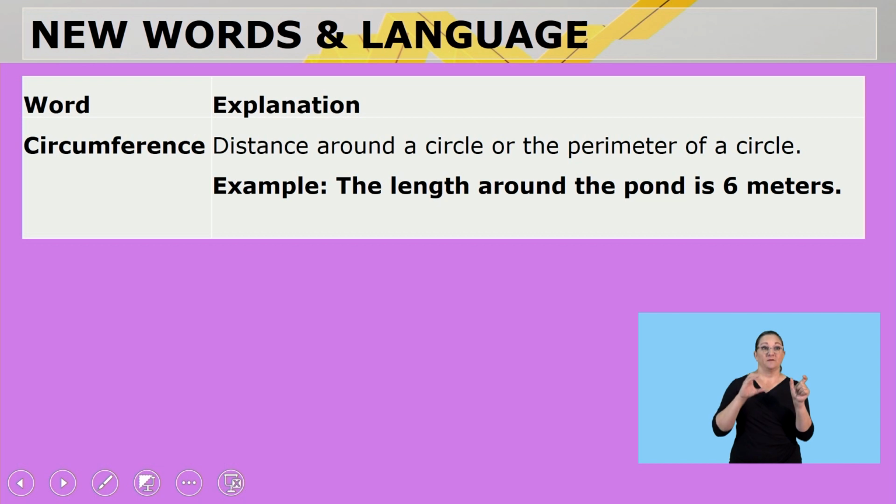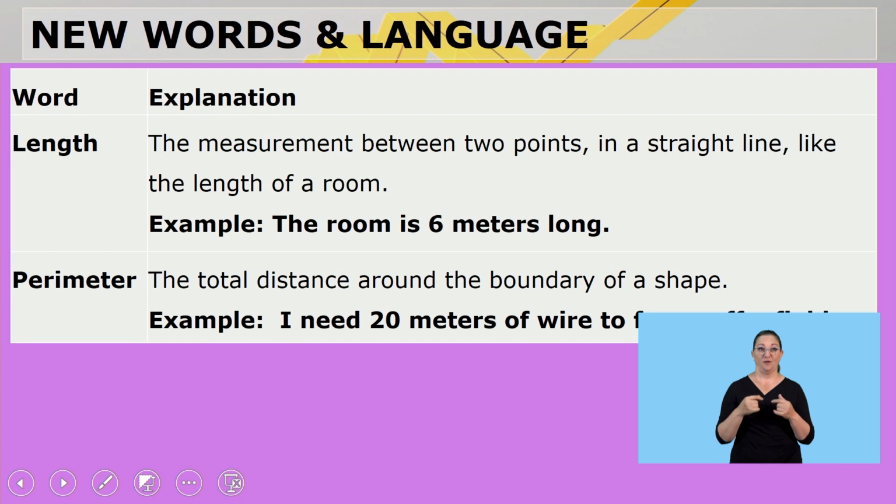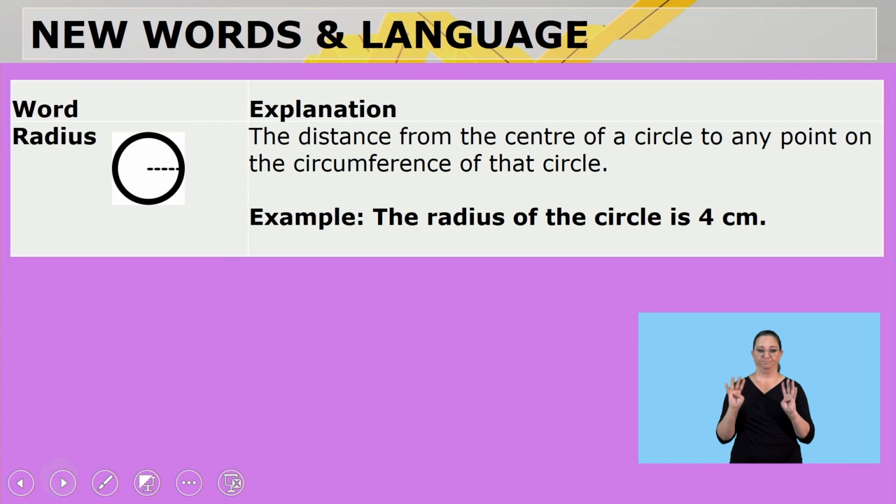Next up, circumference, the distance around a circle or the perimeter of a circle. So remember, we use perimeter for all the other shapes and then circumference for the circle. Next up, length, the measurement between 2 points in a straight line, like the length of the room. Example, the room is 6 meters long. Perimeter, the total distance around the boundary of a shape. Example, I need 20 meters of wire to fence a field.